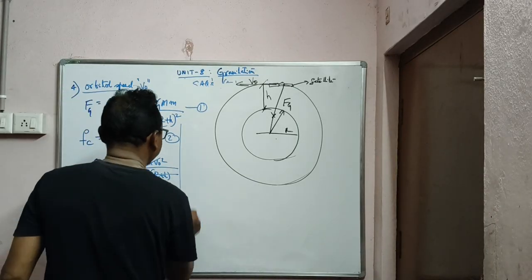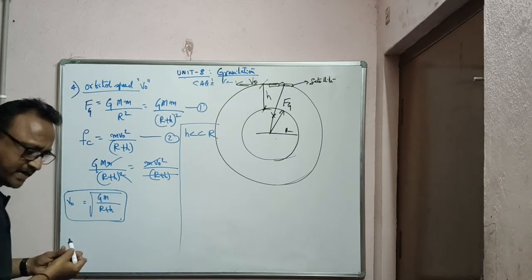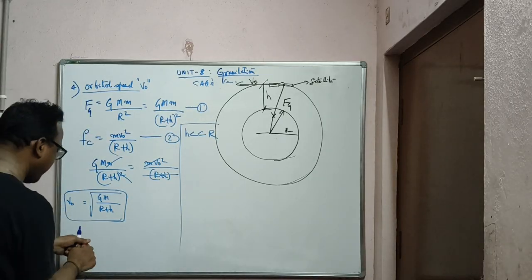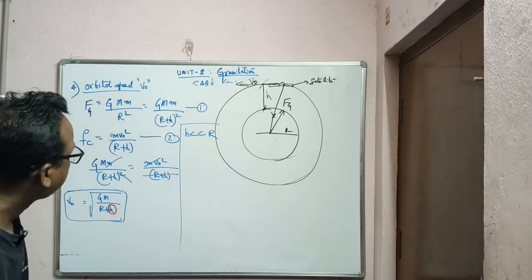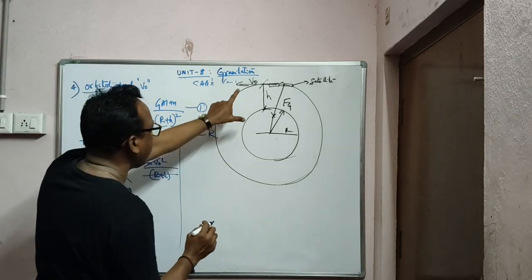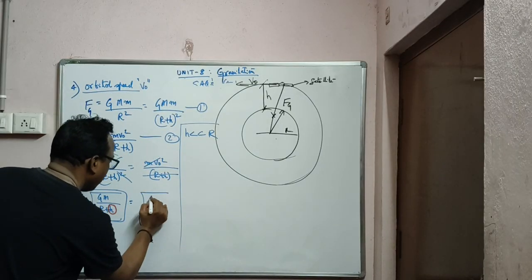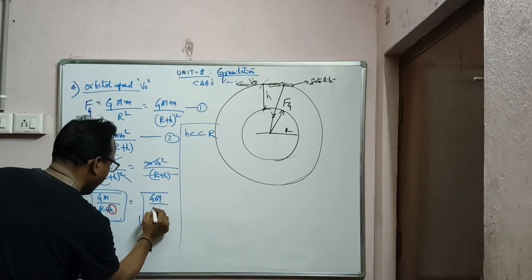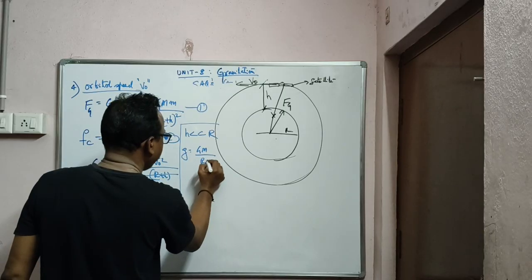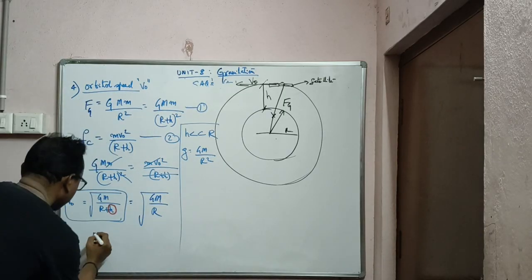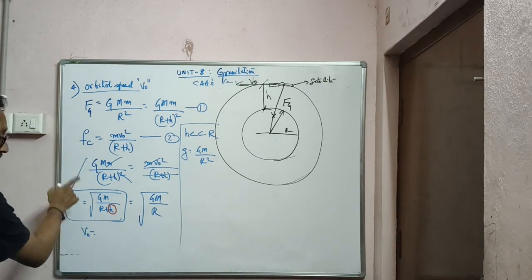Suppose the satellite is at a very small height compared to r, then h can be neglected. When h is very much less than r, if it is very close to the surface, you can neglect it in this equation. What does it become? Root over GM by r. But what is g on that surface? g is GM by r square. Substitute here. Remember, this formula is always right.